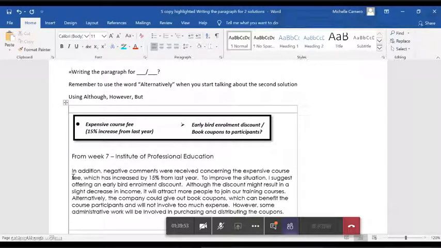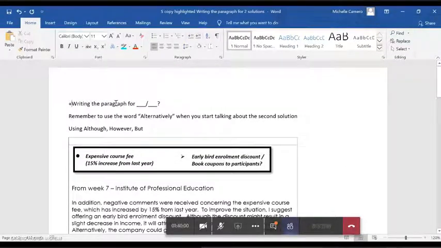All right, so this is a new paper, a new document, okay? And this one is writing a paragraph for this. So remember, when you see this, you've got 2 solutions. Solution 1 is right here. Solution 2 is right here. You need to give the advantage and disadvantage for both. All right, so in this document, we're also going to discuss using "although," "however," or "but." So first, let's talk about those.